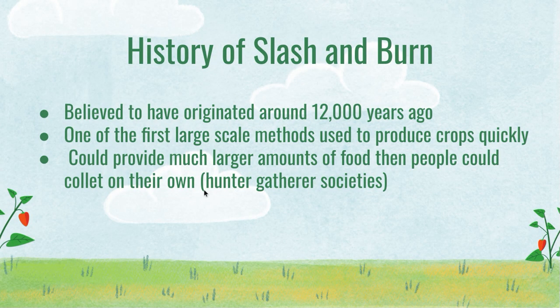It can date back around 12,000 years ago and was one of the first large-scale methods used to produce crops quickly. At this time, many of the communities were hunter-gatherers, so this method could provide much larger yields and they could collect on their own. Fun fact, this is one of the main reasons that communities began to shift towards agricultural societies and not hunter-gatherers.